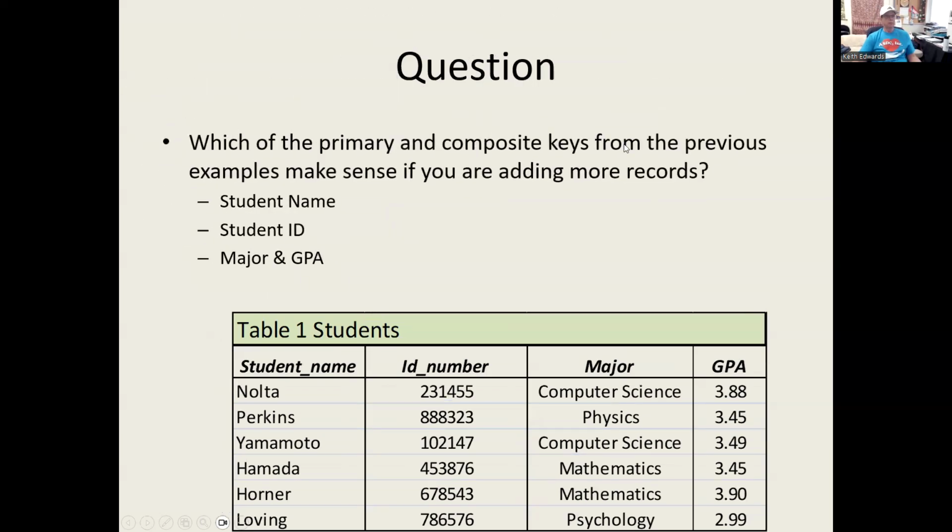Which of the following primary and composite keys from the previous examples make sense if you were adding more records? Well, I don't think student name makes sense because again, we can have members of a family that come through UH-Hilo, or people could just share very common names. Student ID would be a good one because that one's uniquely assigned. And major and GPA would not be good because we might have some students, several maybe, hopefully, computer science students that have 4.0 grade point averages, and that wouldn't allow us to uniquely identify them. So here, really only student ID works.